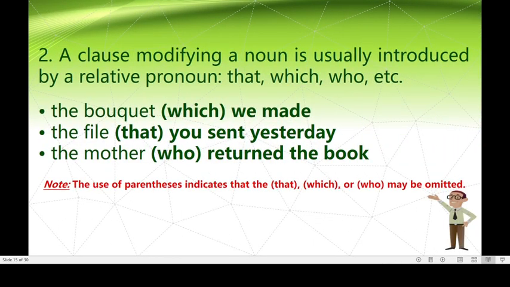Second, we also have a clause modifying a noun that is usually introduced by a relative pronoun, such as that, which, who, etc. Example, the bouquet (which) we made, the file (that) you sent yesterday, or the mother (who) returned the book. We have a note there. The use of parentheses indicates that the that, which, or who may be omitted.